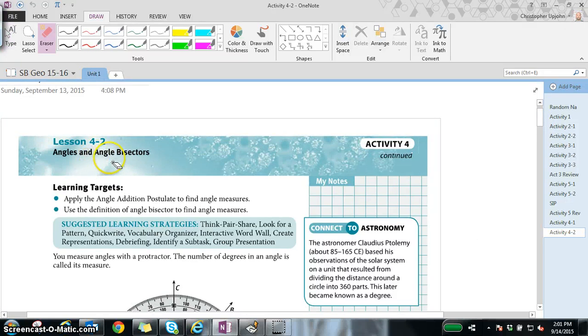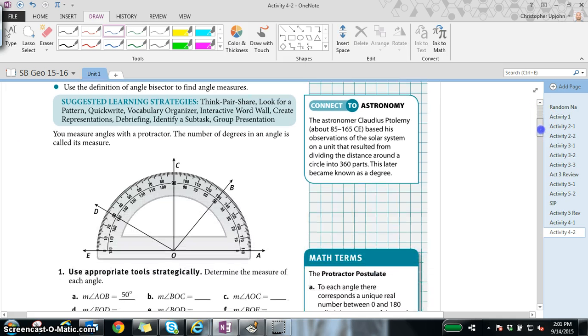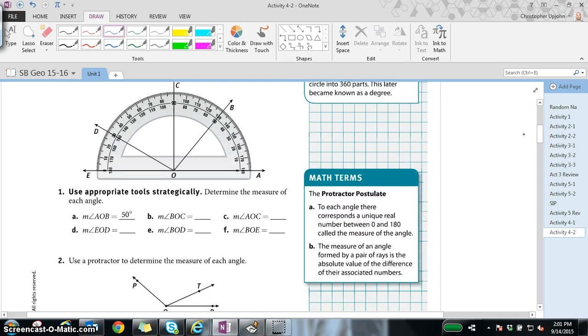We're going to talk about angle bisectors and angles. It's very, very similar to what we did with the segments and the midpoint. It's just angles instead of a segment. So just like we had the ruler postulate, now we have the protractor postulate. It just means we can measure stuff and we can subtract.